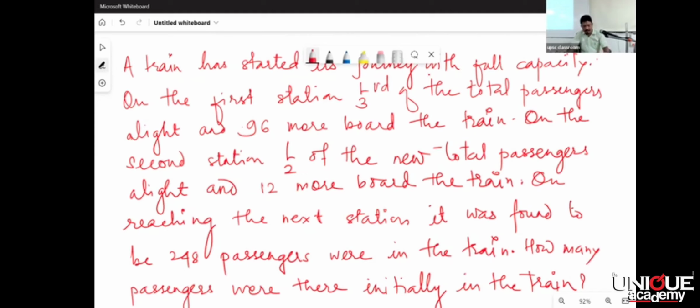Is it clear? So now after the first station, they have traveled from the first to the second station. Now on the second station, whatever is the new total passengers, half of that alight, and again 12 more board the train, and then the train has reached the next station, the third station, and it is told that there were 248 passengers in the train at that time. So in this process, according to the travel given, we have to proceed the same.